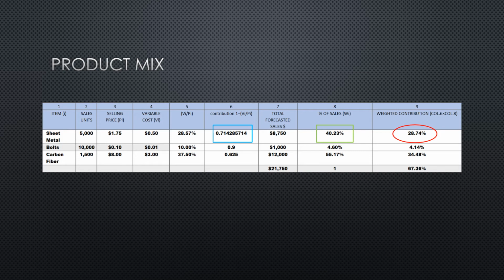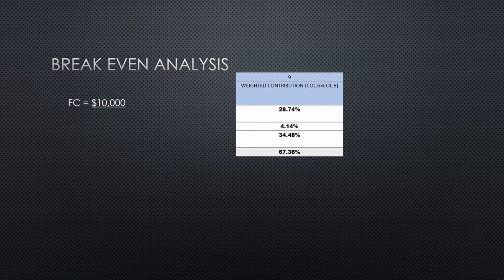The sum of these numbers is the weighted average contribution margin ratio, which is 67.36% in this case. This number could then be used to conduct the break-even analysis. For this example, we will assume that our fixed costs for the period are $10,000. If we divide 10,000 by our weighted average contribution margin ratio of 67.36%, it would yield our break-even point as 14,846.42. We now know that we must make around $15,000 per period in revenue in order to break even.